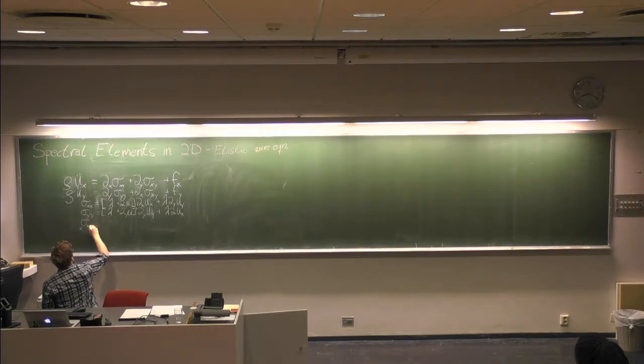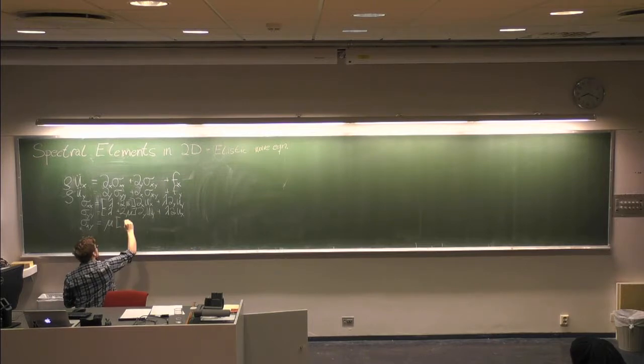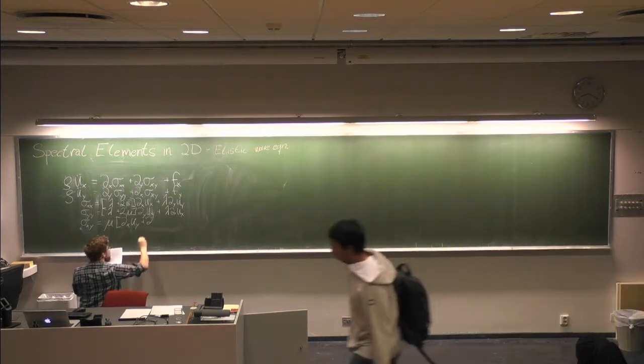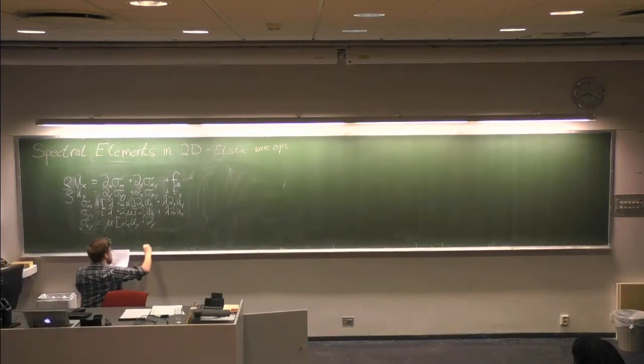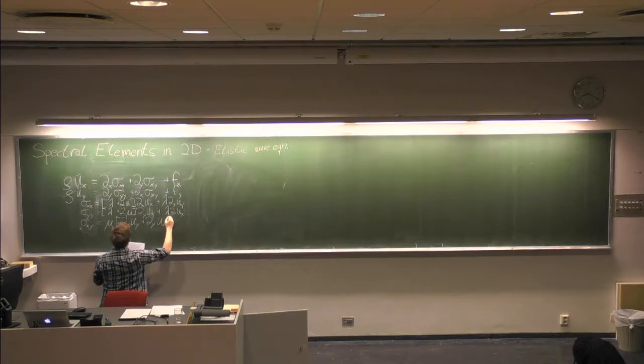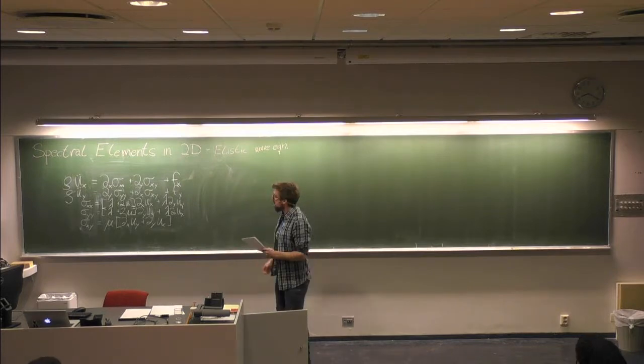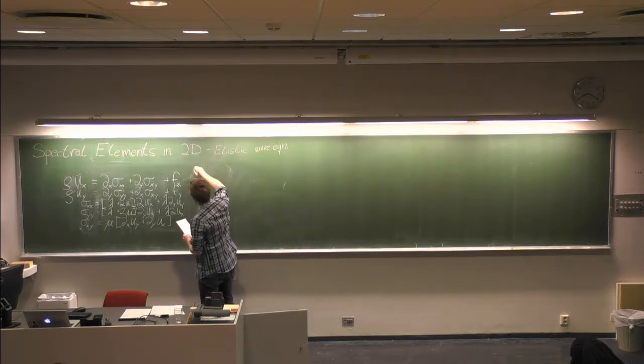Sigma xy equals mu times the derivative of the space u, plus, so this is x, this is y, of x. So I hope they are more understandable in this form than what I had last time.